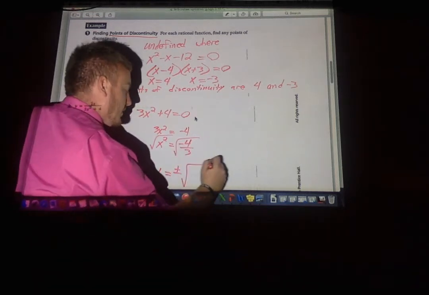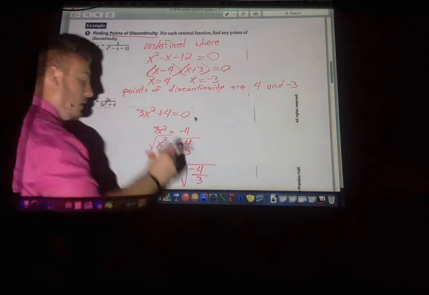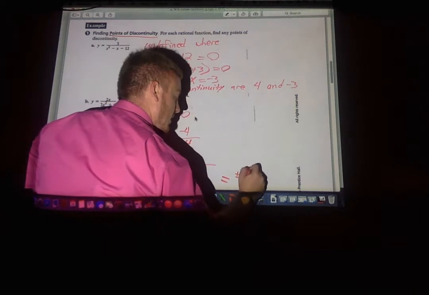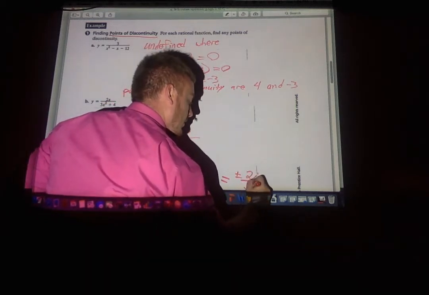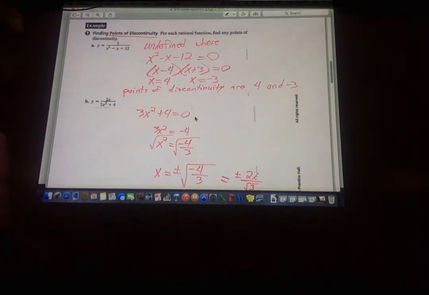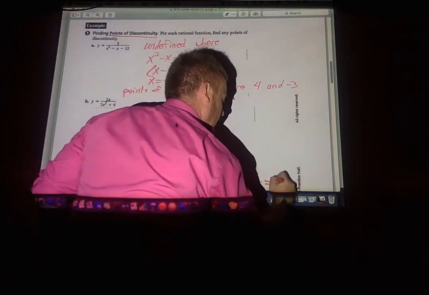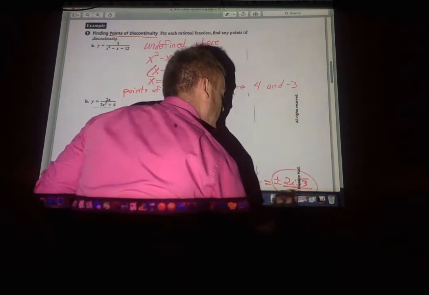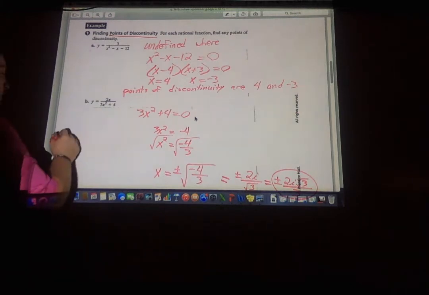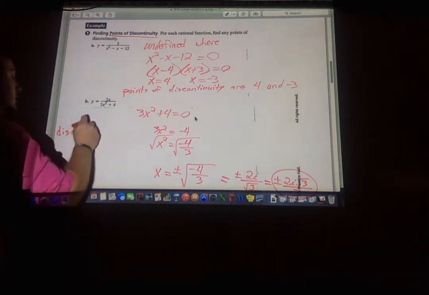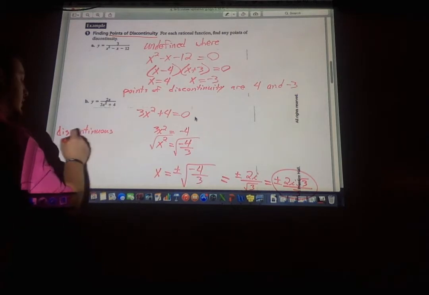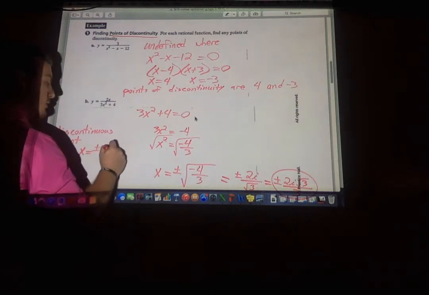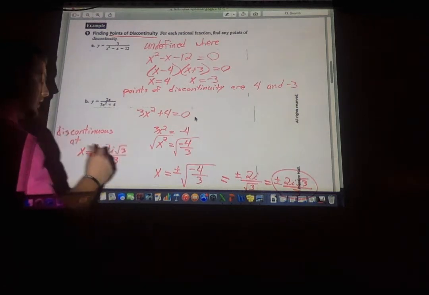Now, I'm going to have this big thing inside of the square root here to start with. Now I can break this up. The square root of negative 4 is going to be 2i. So it's plus or minus 2i over the square root of 3. Now, the square root of 3, though, we need to rationalize. So it's going to go up top, plus or minus 2i square root of 3 over 3. So my final answer for that one, it's discontinuous at x equals plus or minus 2i square root of 3 over 3.